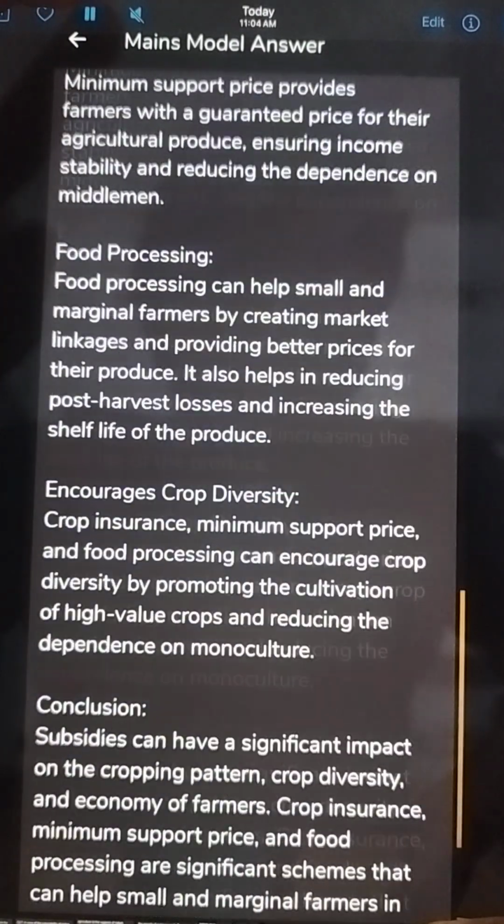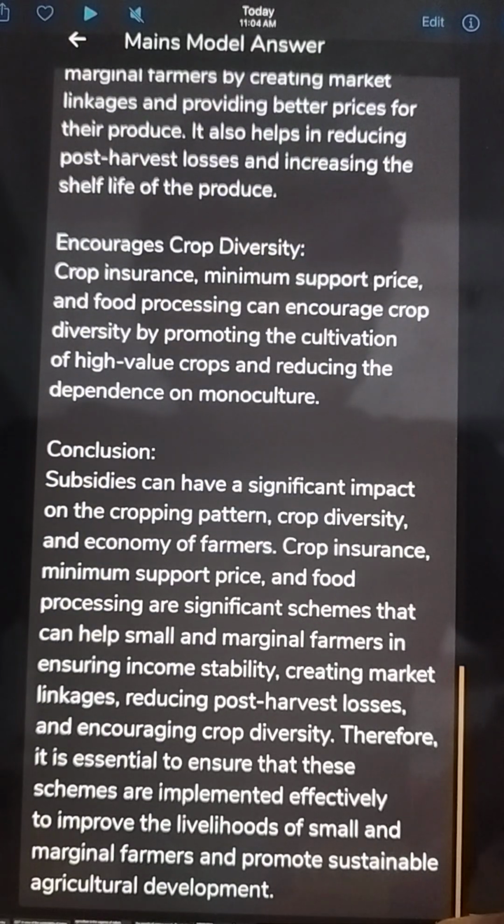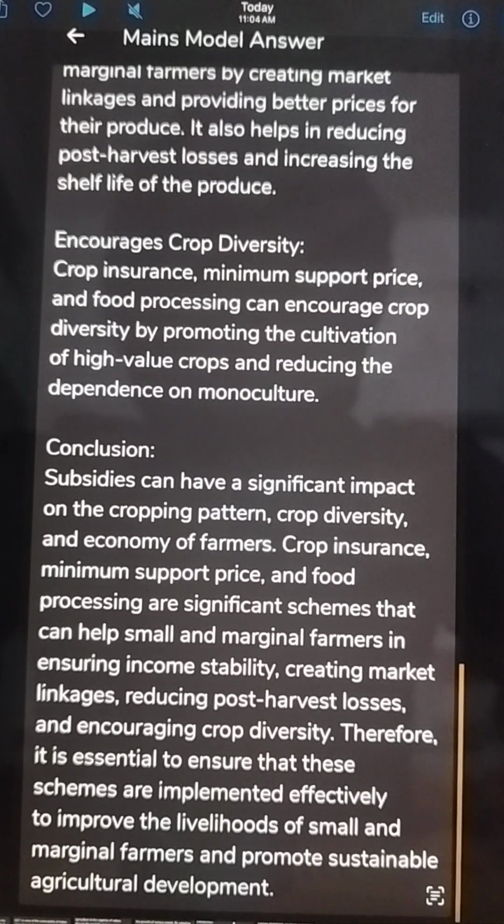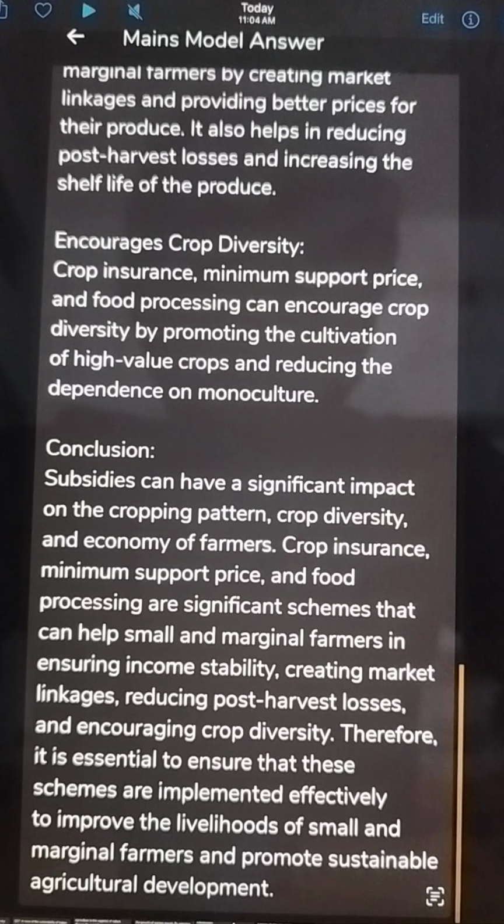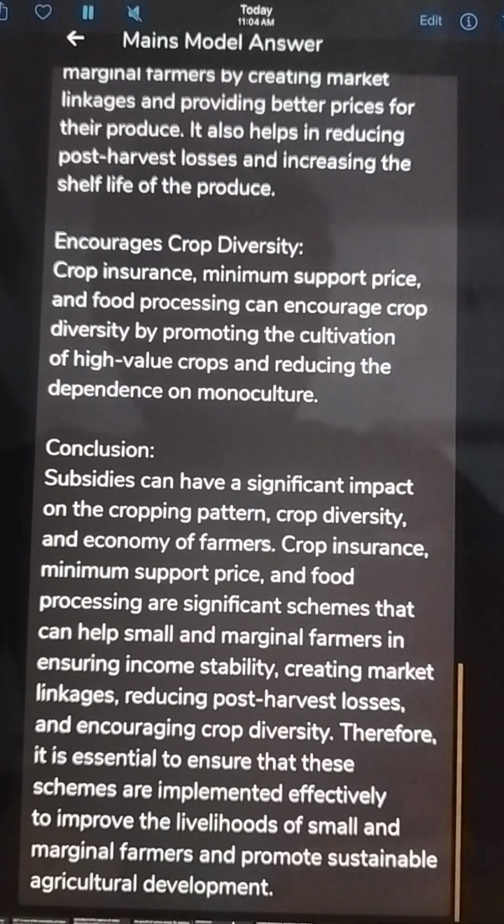Then comes subsidies. Subsidies can have a significant impact on the cropping pattern, crop diversity, and economy of farmers. Crop insurance, minimum support price, and food processing are significant schemes that can help small and marginal farmers in ensuring income stability, creating market linkages, reducing post-harvest losses, and encouraging crop diversity. Therefore, it's essential to ensure that these schemes are implemented effectively to improve the livelihoods of small and marginal farmers and promote sustainable agriculture development.